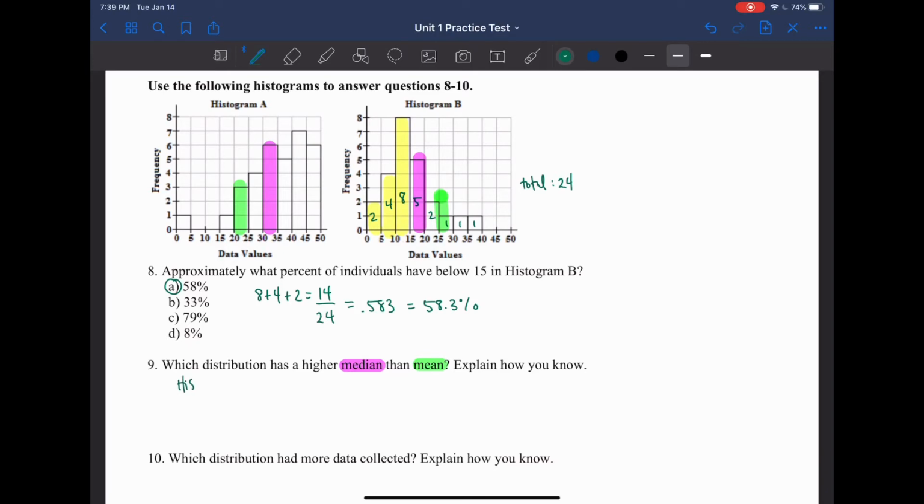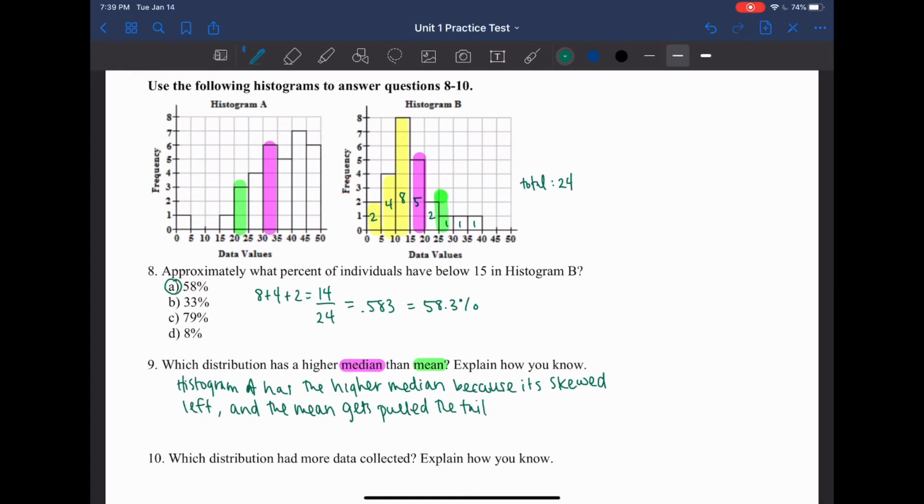So histogram A has the higher median because it's skewed left and the mean gets pulled towards the tail. So it's lower than the median.